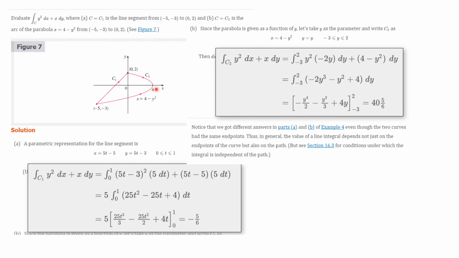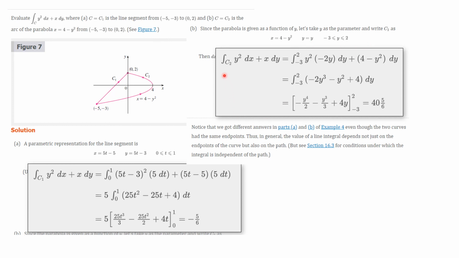Now the other one is perhaps more complicated. We're going to let x equal 4 minus y squared, and we're letting y equal y. And you could substitute t in here, but you would have t running from 1 to something that would be a different parameterization. So the parabola is given by a function of y. This is the easiest way to parameterize it.